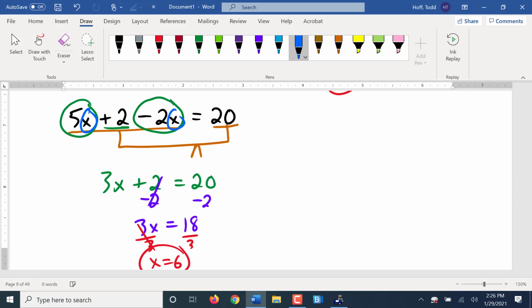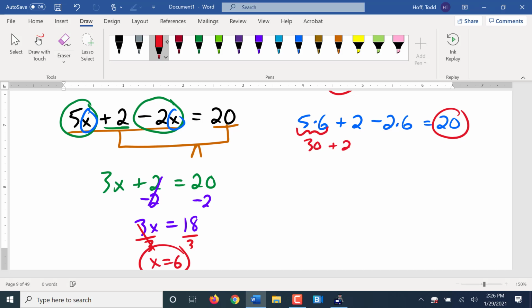Now we have to put in the 6 for both of those. So 5x becomes 5 times 6 plus 2 minus 2x becomes 2 times 6 equals 20. So the right side is 20. We have to make sure the left side is 20. 5 times 6 is 30. 2 times 6 is 12. 30 plus 2 is 32. Minus 12 is 20. So we do get 20 on both sides.